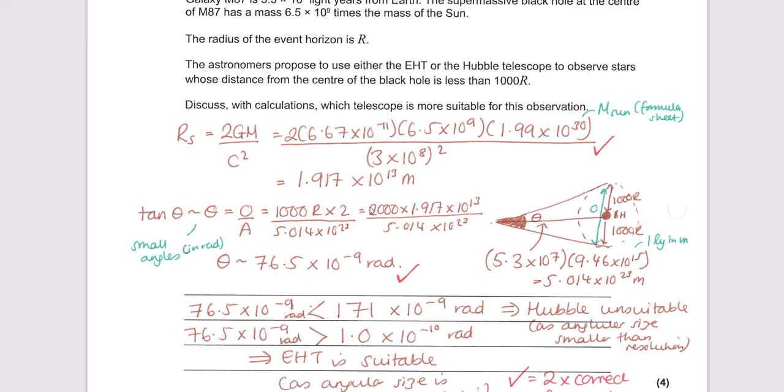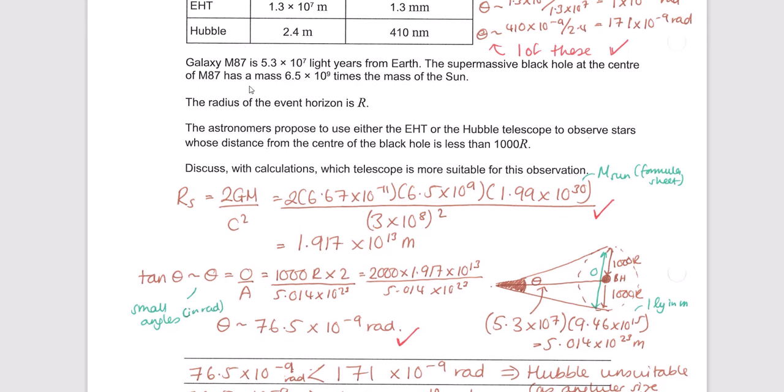So the distance from Earth, which we're told is 5.3 times 10 to the 7 light years, and I've done here 5.3 times 10 to the 7 times, this is 1 light year in metres, and it's 9.5 times 10 to the 15 metres. I'm going to divide that, and I get that the angle that I need to be able to resolve, the angle between a star here and a star here, is 76.5 times 10 to the minus 9 radians. It's tiny.